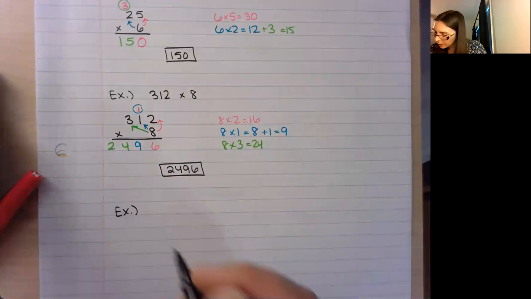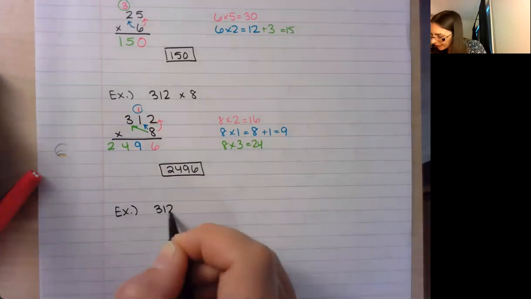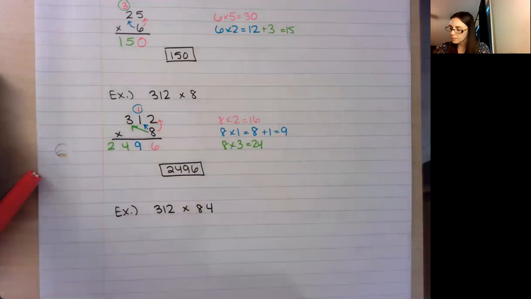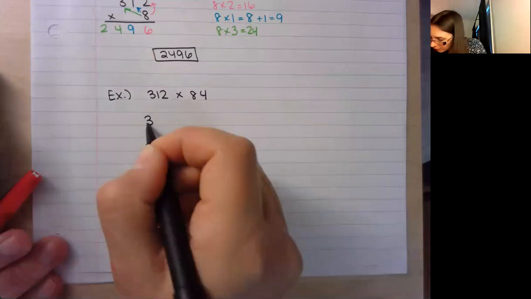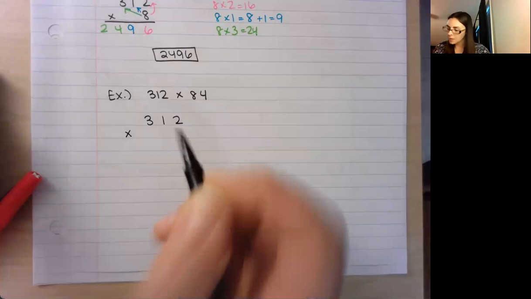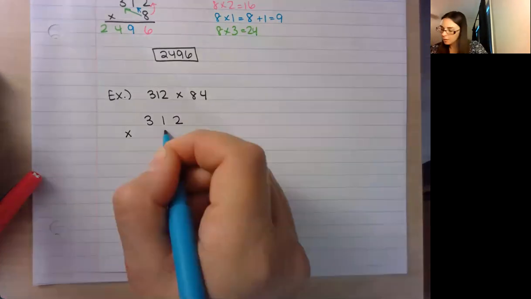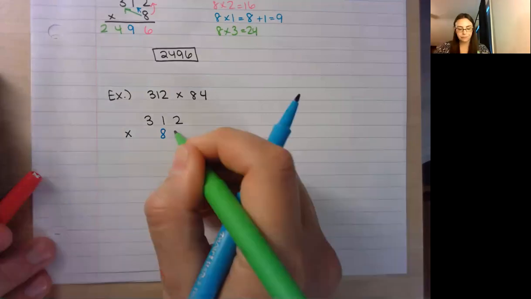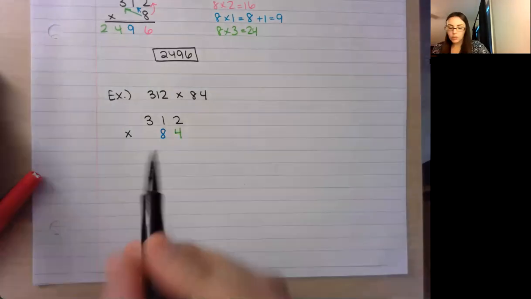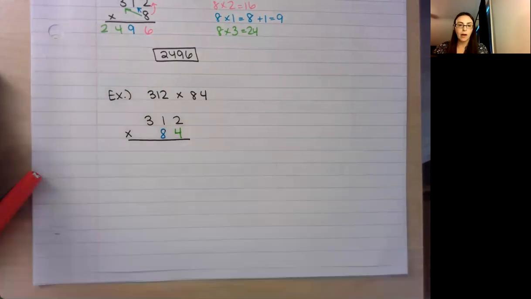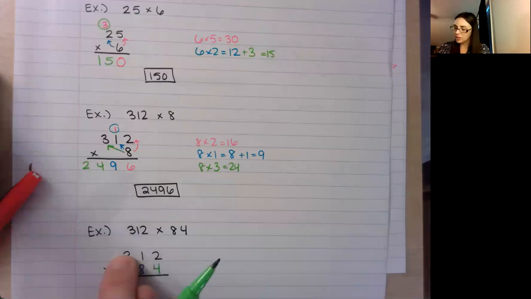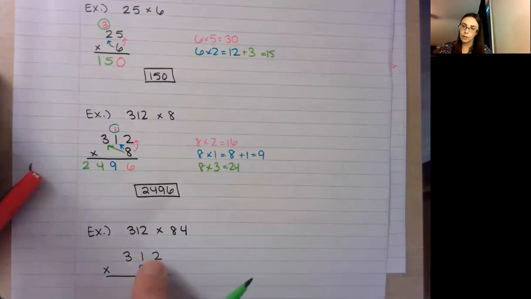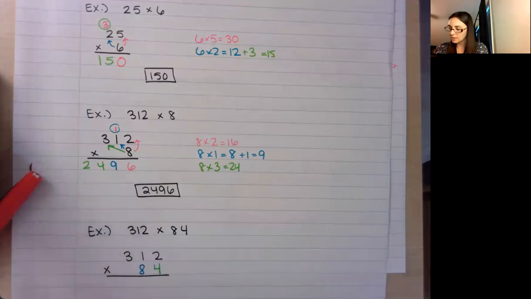Okay. So let's do 312 again, but this time by 84. So I have 312, and I'm actually going to use different colors for the digits this time. So I'm going to multiply that by 84. Okay. So what we're going to do here is the same procedure that we did above, but we're just going to do it 1 digit at a time. So I'm going to work with the 4 first, multiply by the 2, the 1, and the 3, and then I'm going to work with just the 8 and multiply by the 2, the 1, and the 3. And that's how we do multiplication by hand.